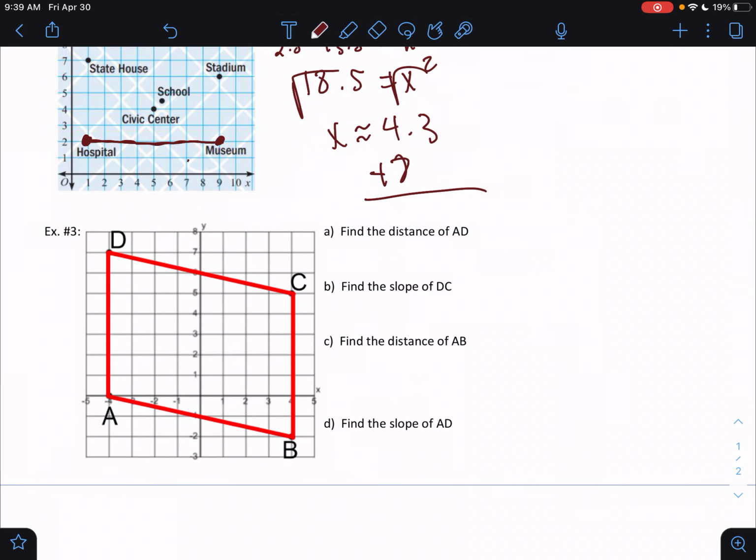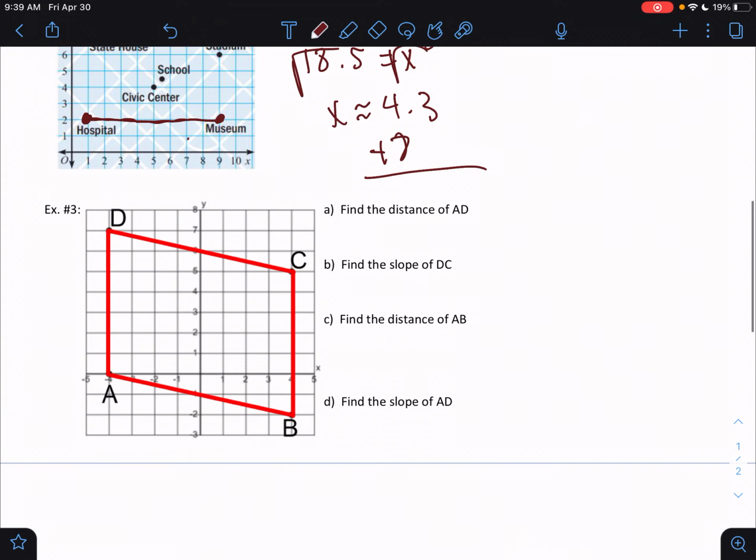Okay, so example 3. We want to find the distance of AD, the slope of DC, the distance of AB, and then the slope of AD. So let's start with the first one, finding the distance between A and D. As we can see, for the distance between A and D, it is just a straight line. So you could use the distance formula, or for this one, you can just count. If it's a slanted line, you're going to have to create a triangle. So for this one, I see that A is starting at 0, and then D goes all the way up to 7, so the distance is just 7.